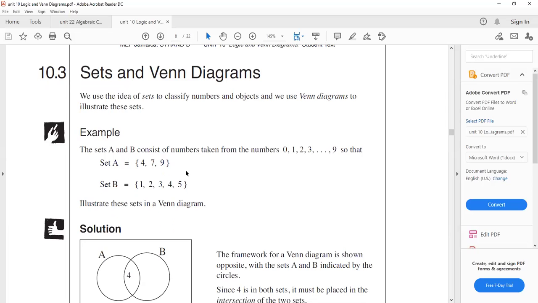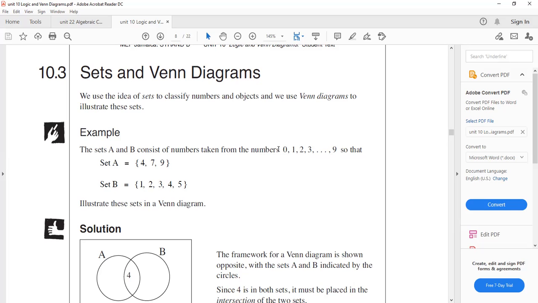As it says right here, we use the idea of sets to classify numbers and objects, and we use Venn diagrams to illustrate these sets. The sets A and B consist of numbers taken from the numbers 0 to 9. They pick out some for set A, and some for set B, right?